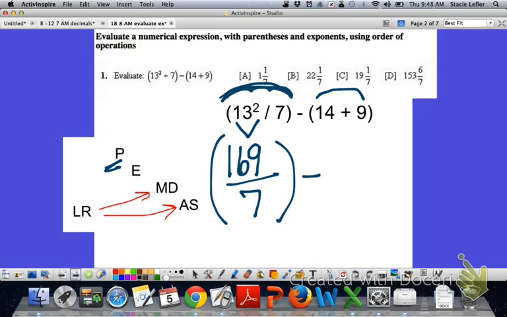And then we subtract 14 and 9, which we can go ahead and find the sum of them because they're separated and are in parentheses by themselves. So we take away 23.